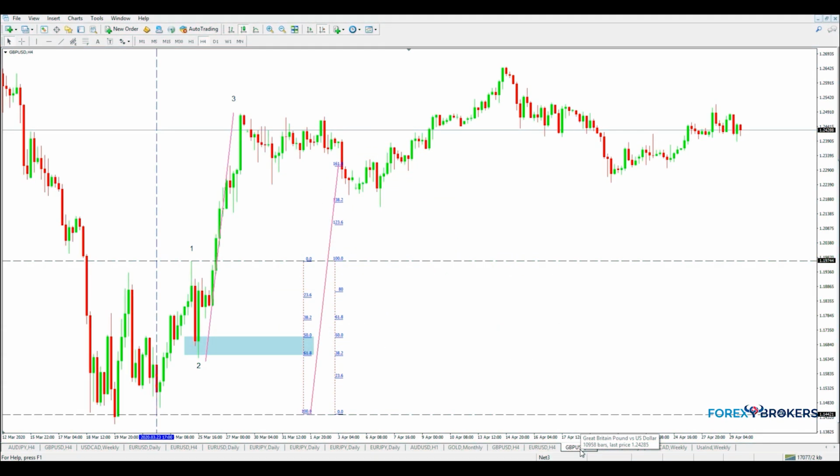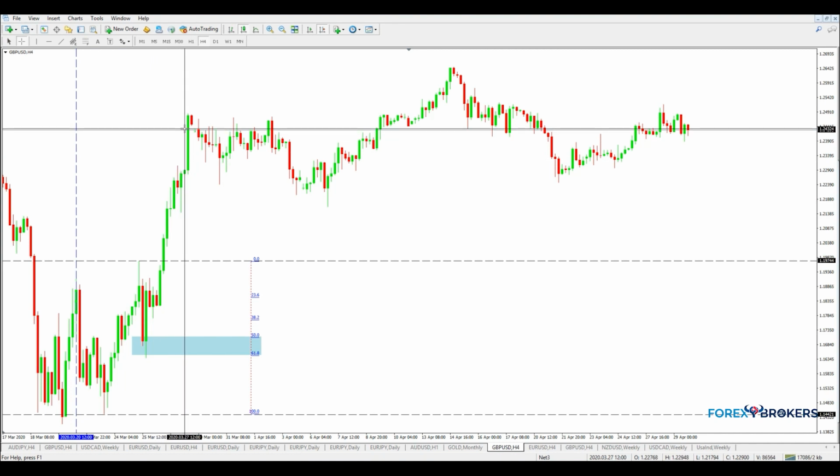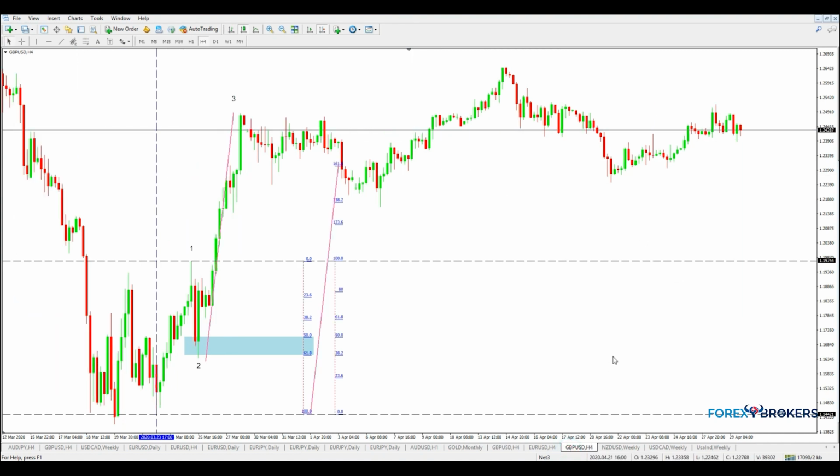Coming back to the Great Britain pound US dollar. This was the Great Britain pound US dollar buying the dip into the 50% and 61.8 retracement, but the same chart also shows how to use, or helps us identify how to use, the Fibonacci expansion tool. The Fibonacci expansion tool, you can find it here in the tools.